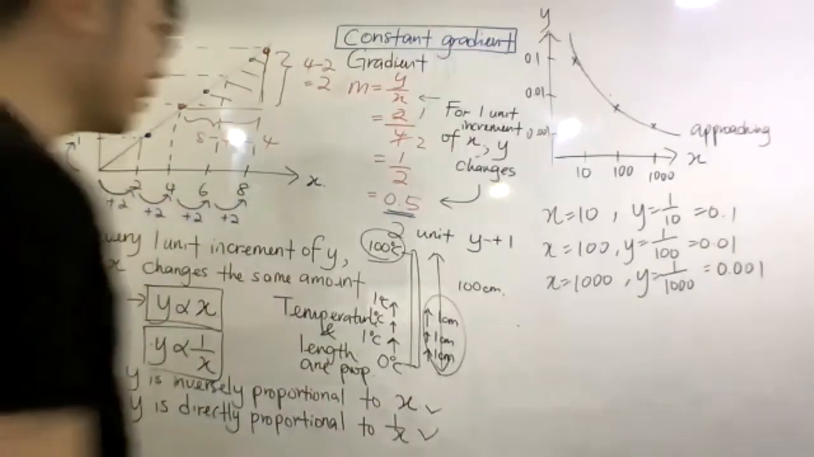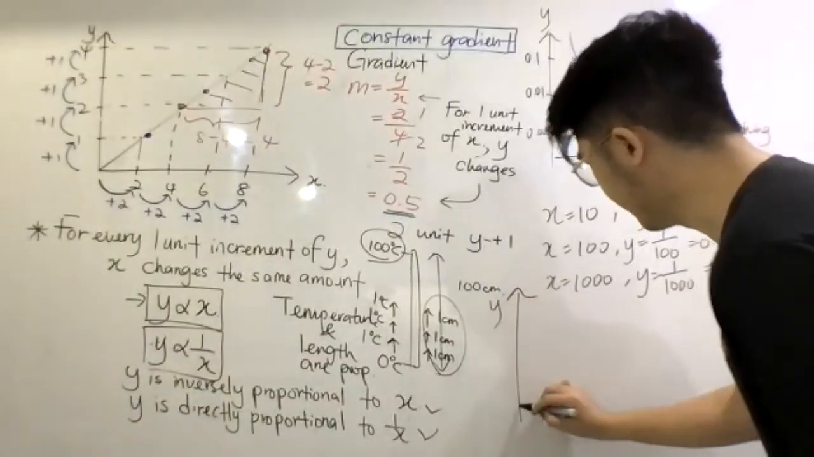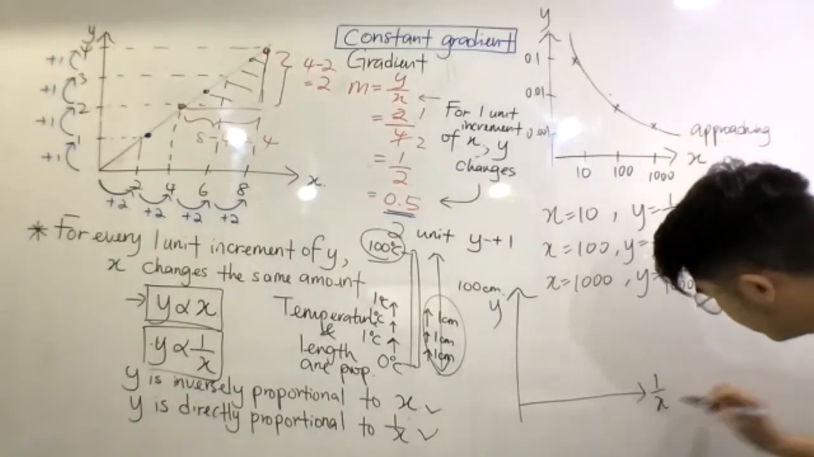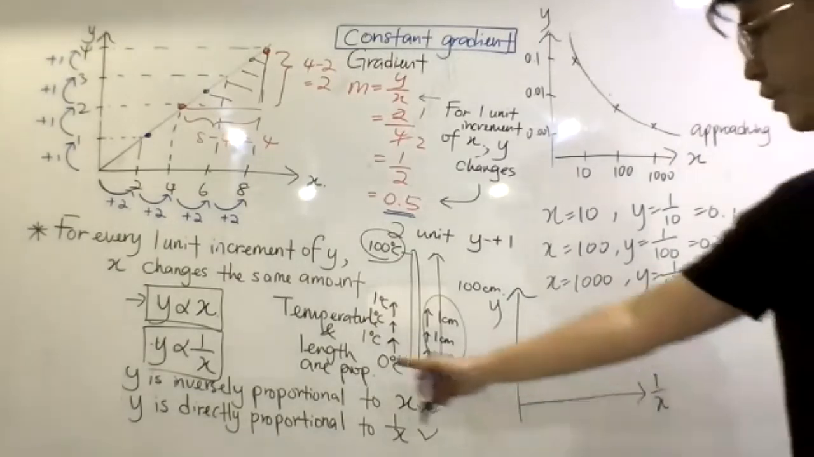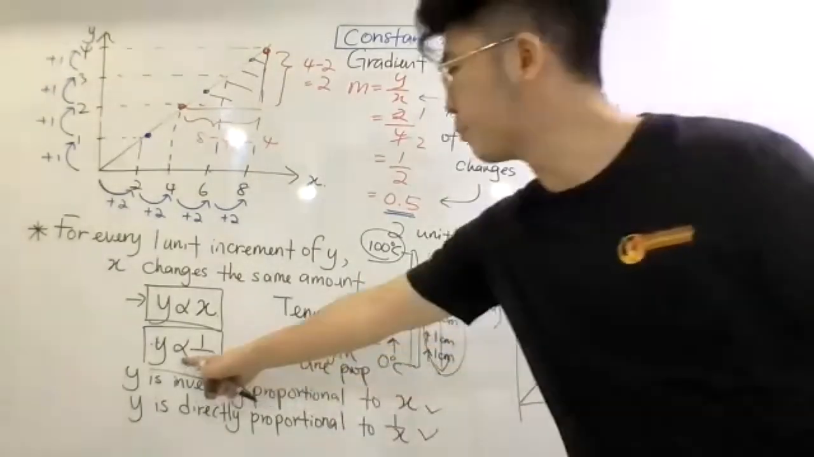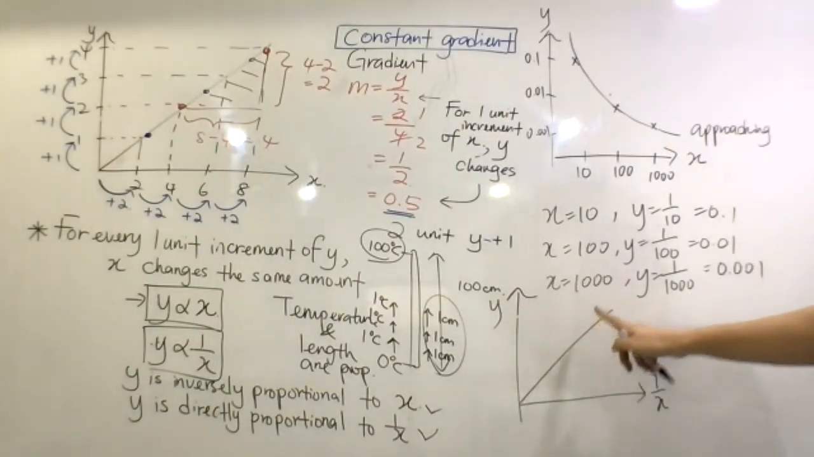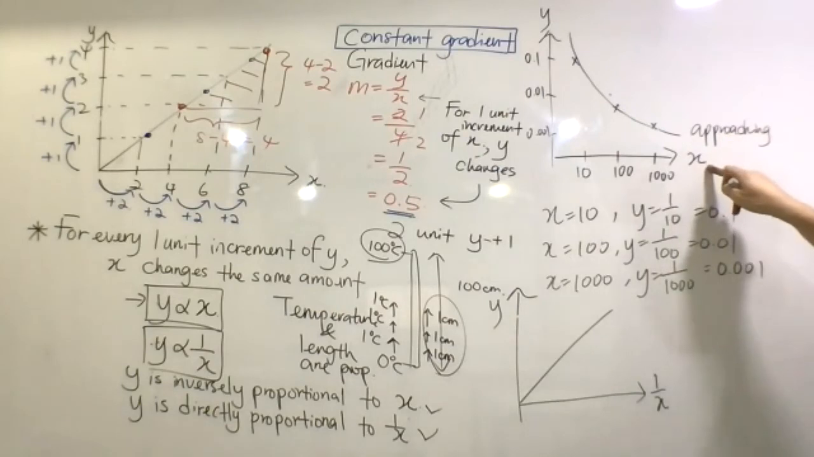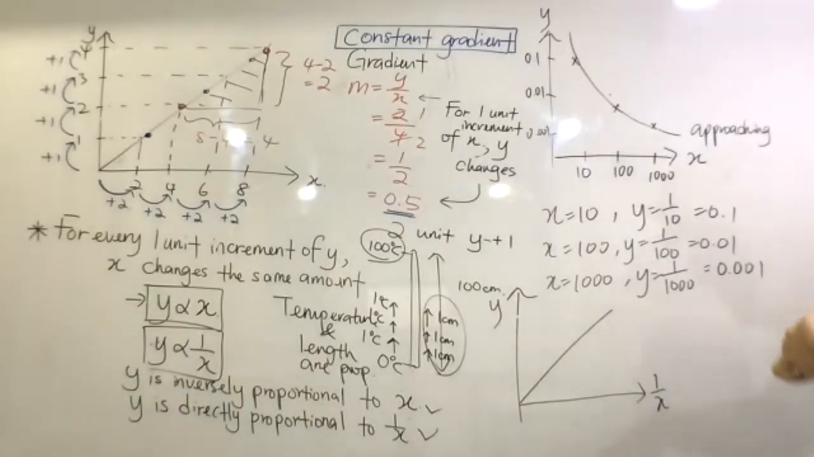So what does it mean? That means if I plot the graph y against 1 over x, my graph is going to look like this because y is proportional to 1 over x. If I plot 1 over x, I will get a directly proportional graph. If I plot only x, I will get an inversely proportional graph. Okay?